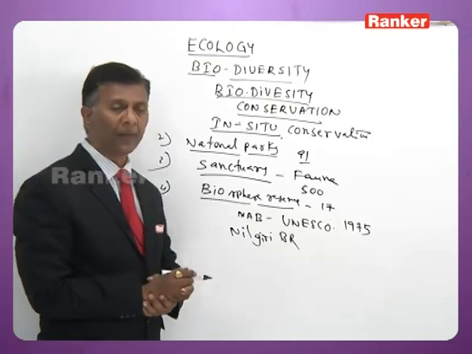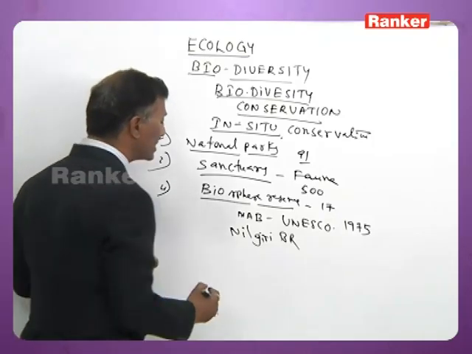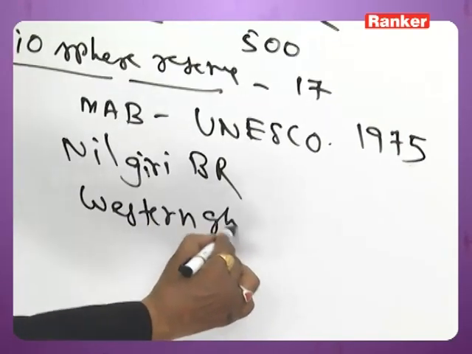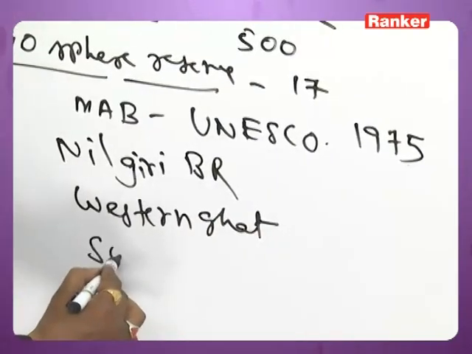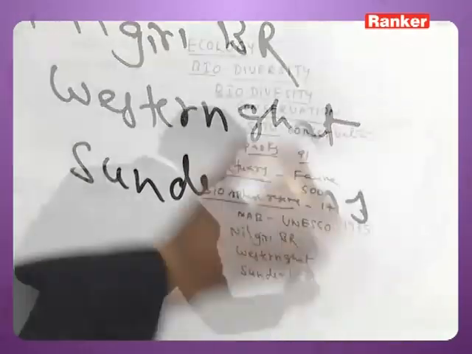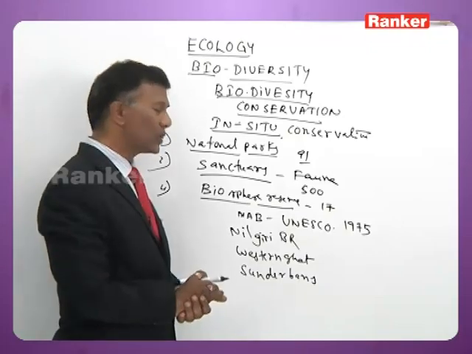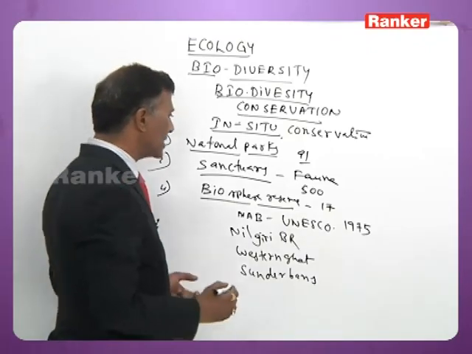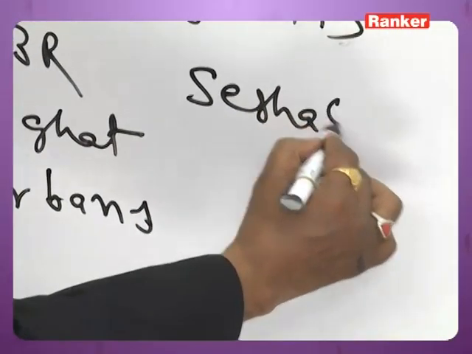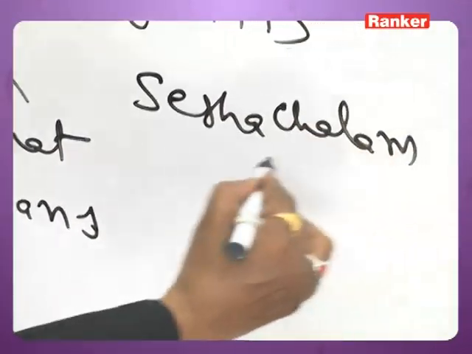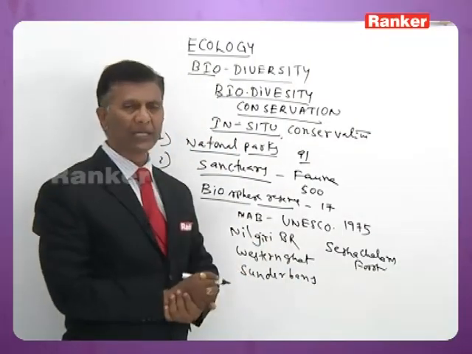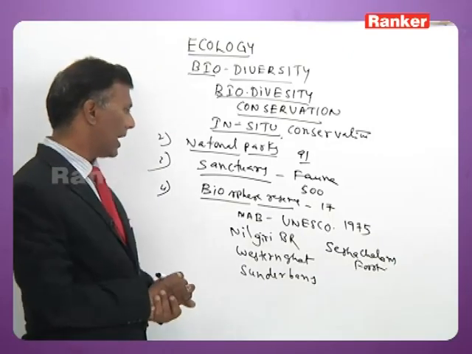reserve started in India. Apart from the Nilgiri Biosphere Reserve, the Western Ghats and Sundarbans are the most important biosphere reserves in India. Seshachalam forest is the latest declared, the 17th biosphere reserve declared in India now.